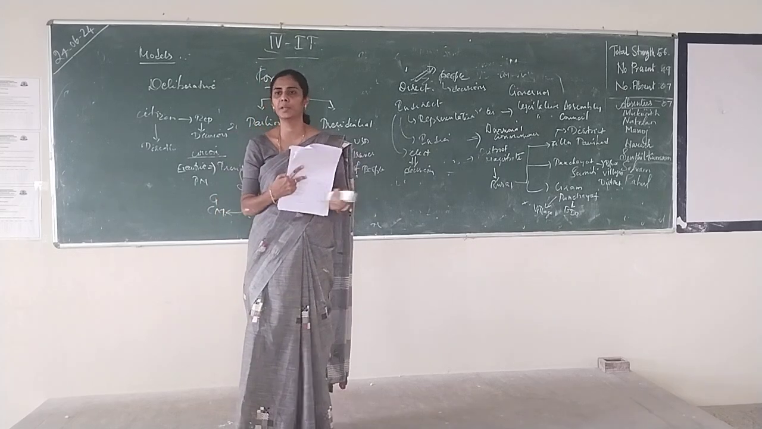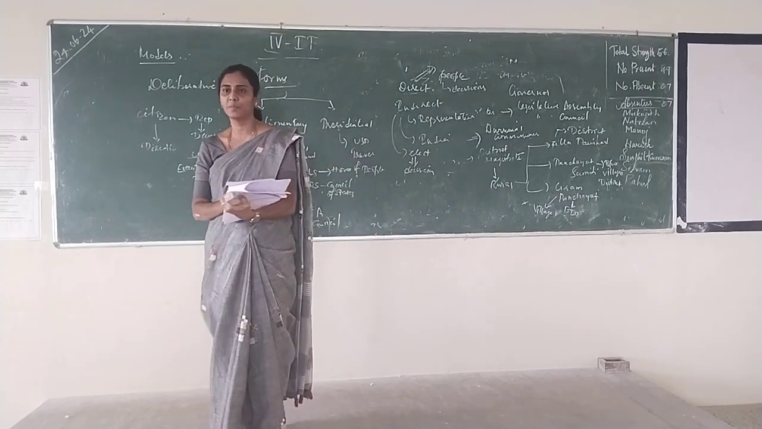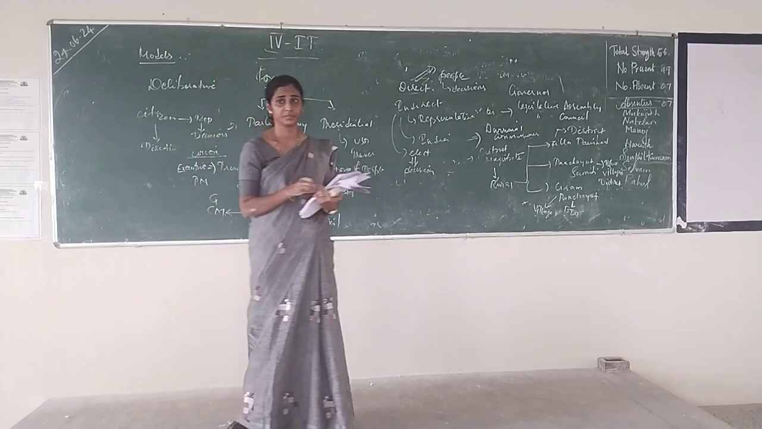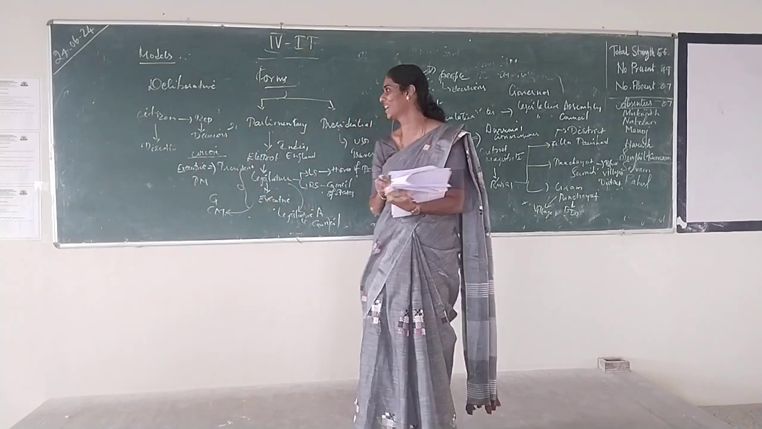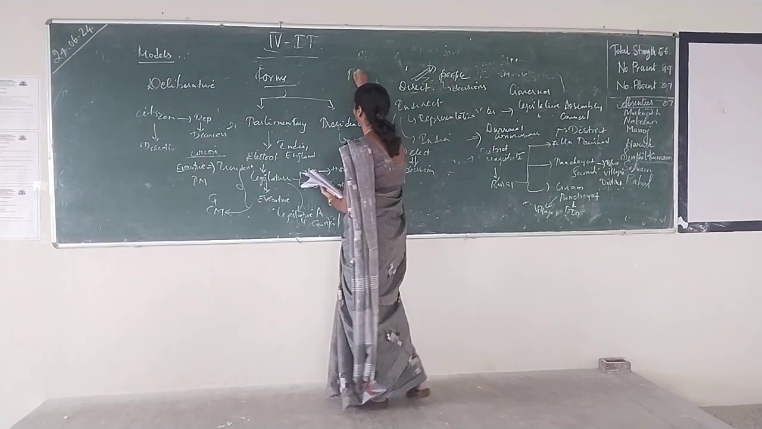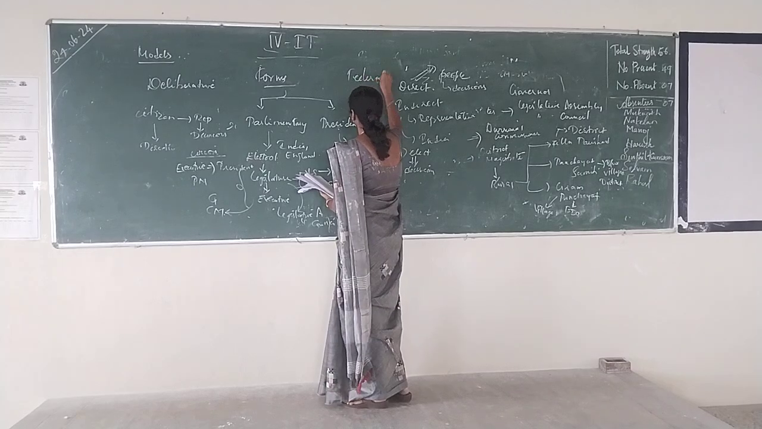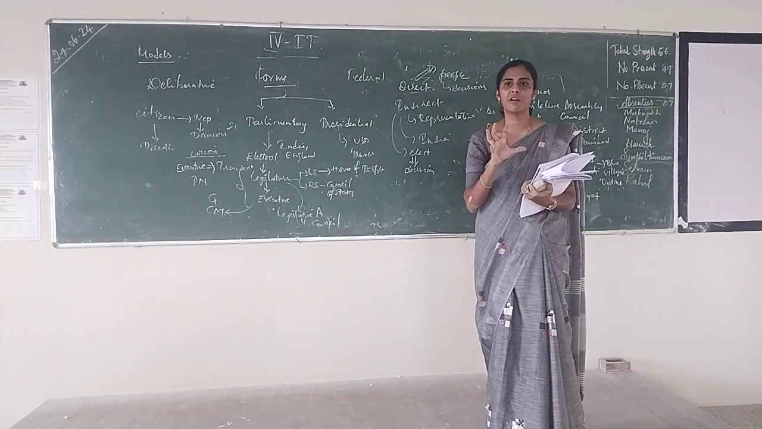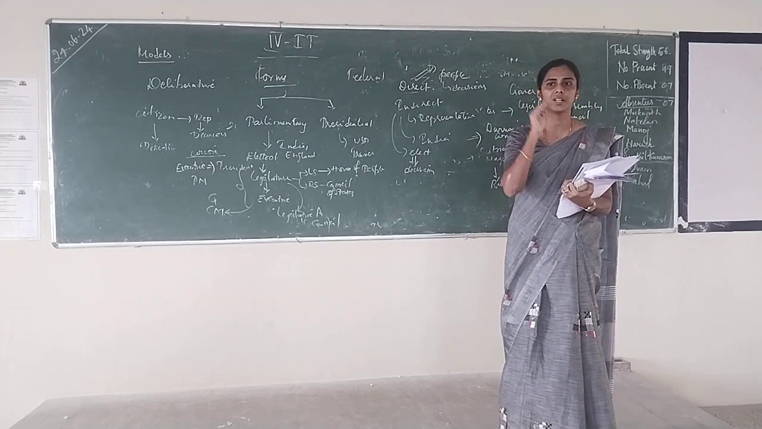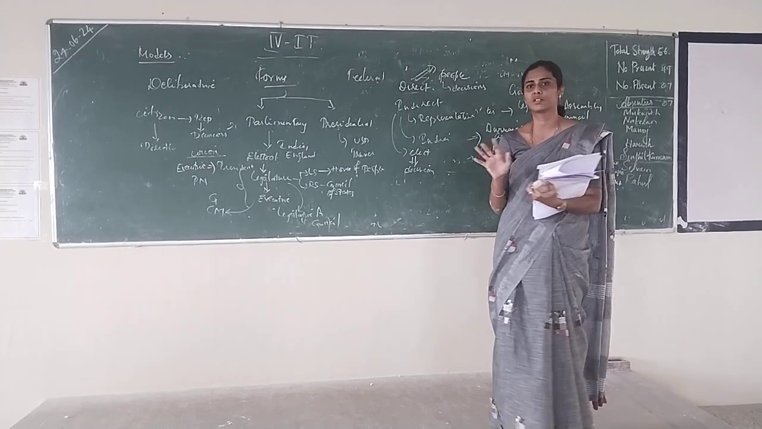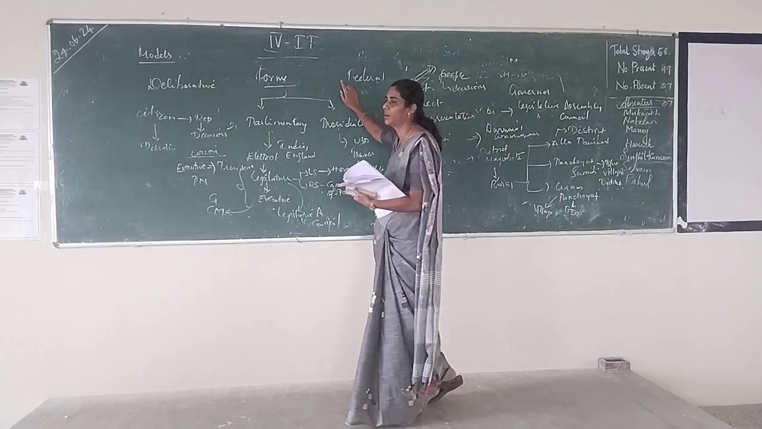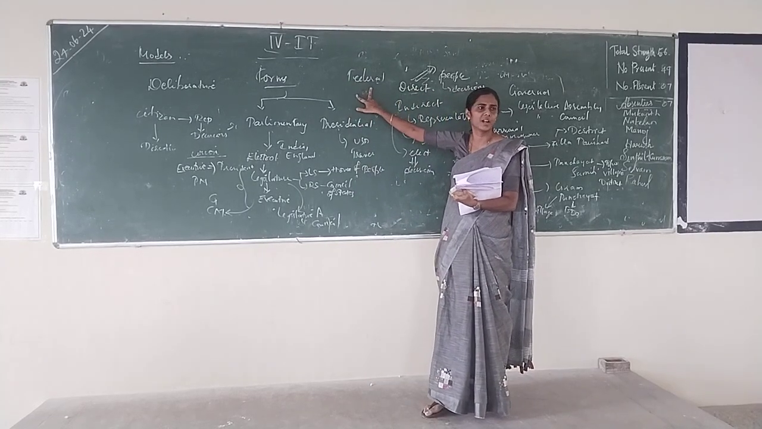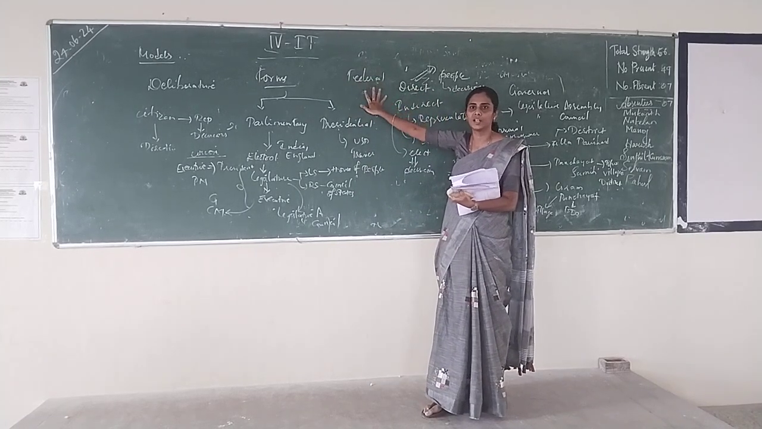So the first point is that India is an example of a federal country. What do you mean by a federal country? The power is divided between the central government and the state government. So that is a federal country. That is, the power is subdivided between the state government and the central government.